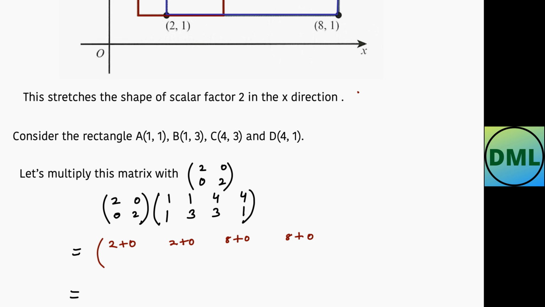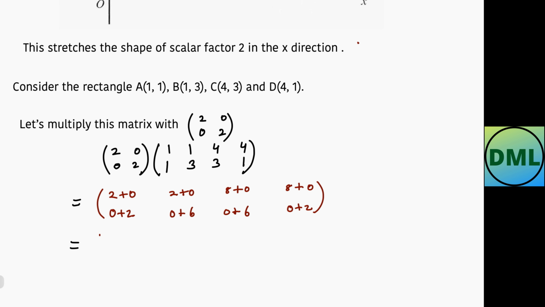Next line, we are multiplying this with this one. 0 plus 2. 0 plus 6. 0 plus 6. 0 plus 2. Let's write down the answer here. That will be 2, 2, 2, 6, 8, 6, 8, 2. Can we see the difference between our original and the transformed one? 1, 1, 4, 4 has become 2, 2, 8, 8, which has become double. 1, 3, 3, 1 has become 2, 6, 6, 2.